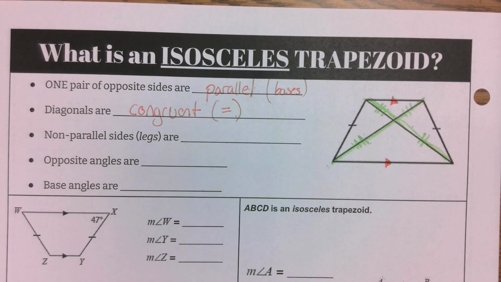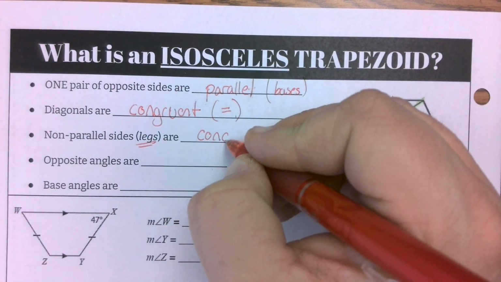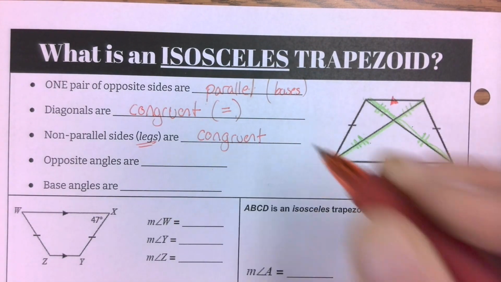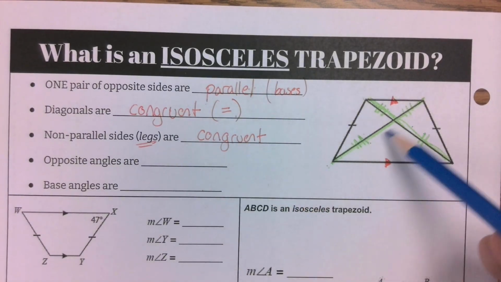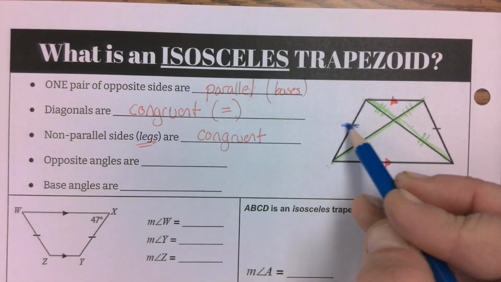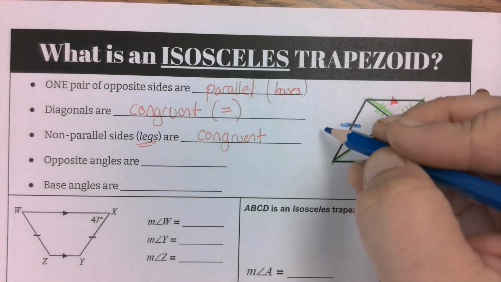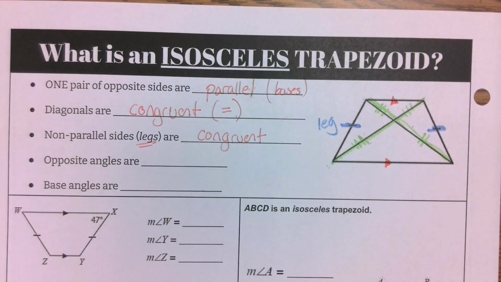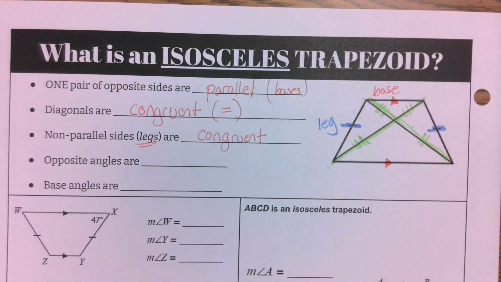Additionally, the non-parallel sides, or the legs, are also congruent or equal. So, to be an isosceles trapezoid, you have to have diagonals that are congruent, and the legs, the sides that are not the bases, are also congruent. These are our legs, and these are our bases.